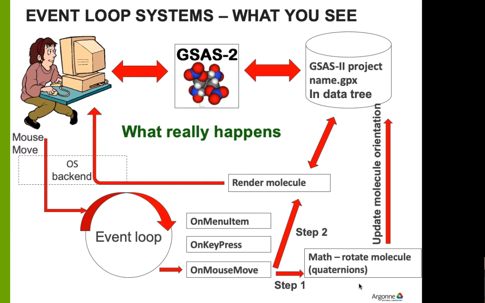Then that updates the orientation in the project file, strictly speaking on the tree. And then the second step is to tell the code that renders the molecule to redraw it. So it goes back through the back end with all the commands for drawing it, and you then see the thing rotate. That's how these things actually work.